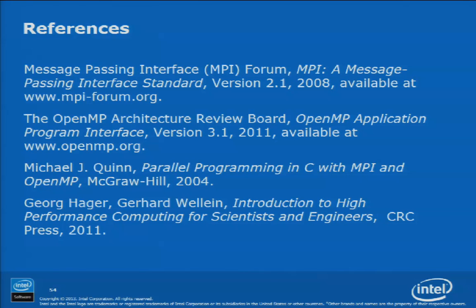Okay, references. This is actually a very nice book by Hager and Wellein, Introduction to High Performance Computing for Scientists and Engineers. It's well written. It doesn't tell you how OpenMP or MPI works. It tries to give you some good overview on how to do performance optimization. So it's really, I'm not getting any money from them, but it's really a good book.